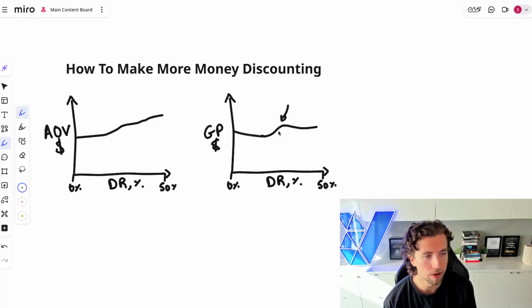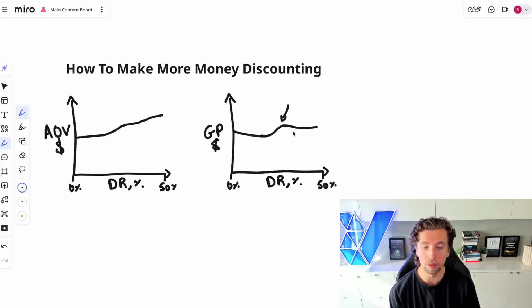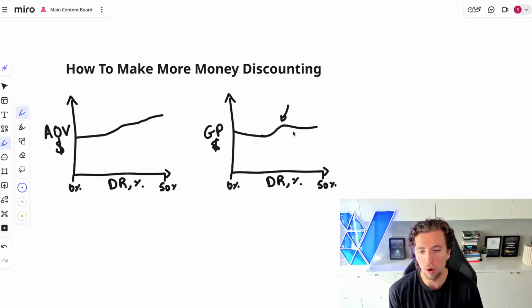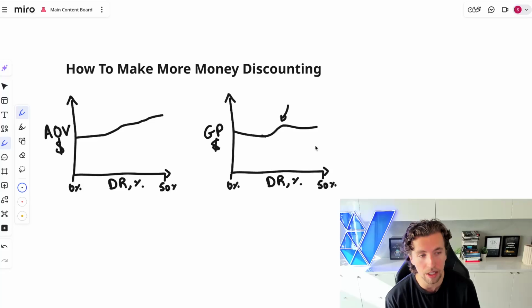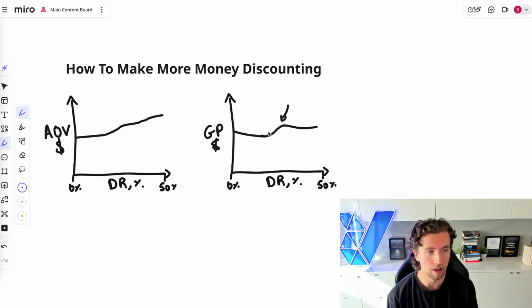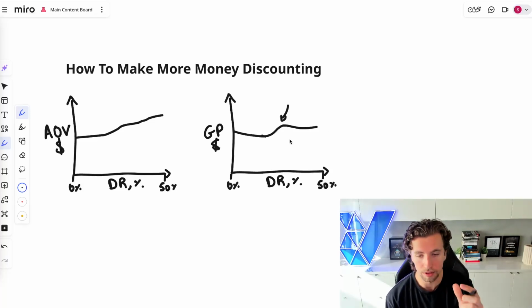When we discount further than this, yes, we might do more volume, but the actual nominal dollar value of gross profit declines. And so it's all well and good doing more revenue, but your actual GP that you end up with at the end of the day, or your contribution dollars, is less. And so it makes no sense. You may as well do less volume and maximize profitability. And this obviously becomes more and more the case as you shift further and further to the right, because you start to decline profits precipitously.